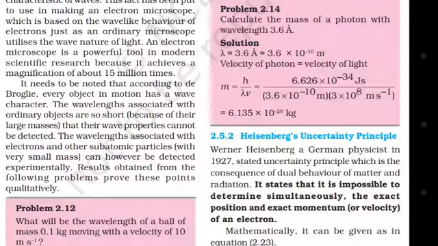वेलोसिटी ऑफ फोटोन इज इक्वल टू वेलोसिटी ऑफ लाइट. m is equal to h by lambda v is equal to 6.626 into 10 to minus 34 joule second by 3.6 into 10 to minus 10 meter in bracket 3 into 10 to 8 meter per second. That will finally give us 6.135 into 10 to minus 29 kg.